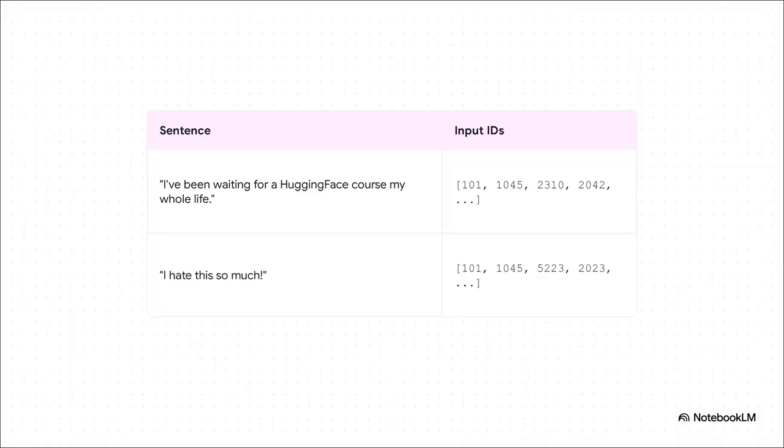And here's what that looks like in practice. You can see two totally different sentences, one full of excitement and the other not so much. And both are now just lists of numbers. See how they both start with 101 and end with 102? Those are those special markers I was talking about. They're like little flags telling the model, hey, the sentence starts here, and okay, we're done here.